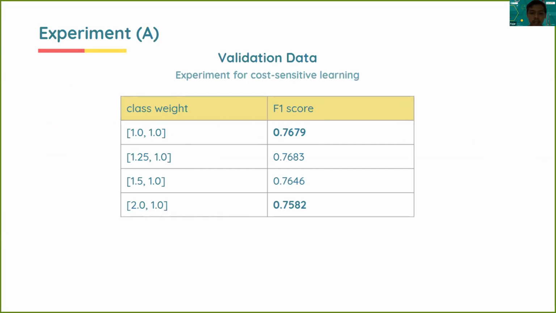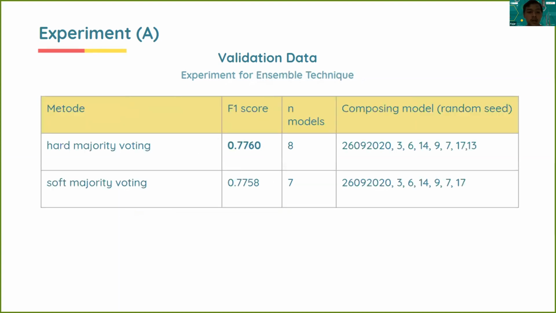In this slide, I just added the top three of class weight, and the last one is the worst performance. We can see that the class weight, or the use of cost-sensitive learning, increases the model performance, but it doesn't really make a difference between when we use class weight or not. And for the ensemble technique, we see that hard majority voting produces the best result compared to soft majority voting in this case.